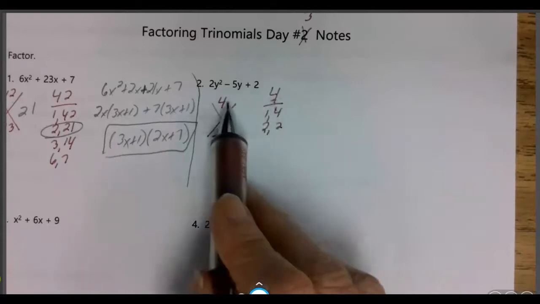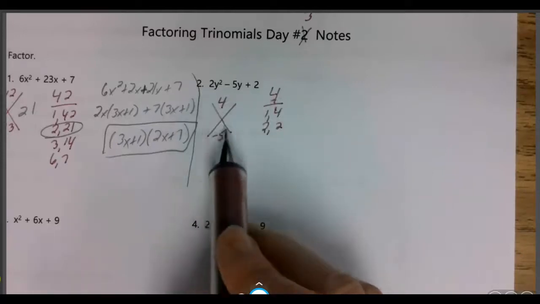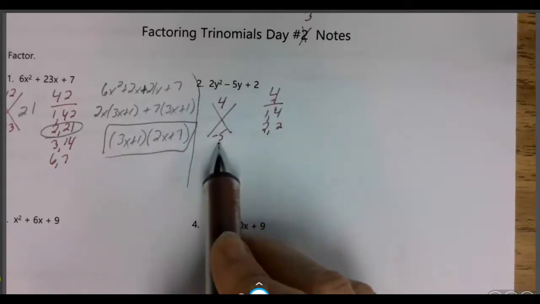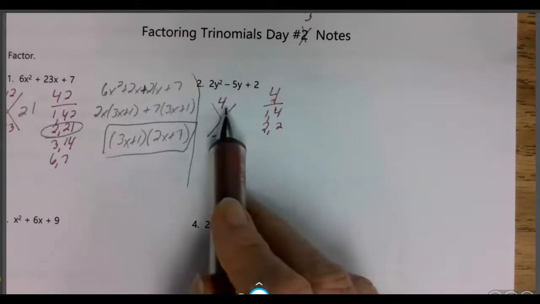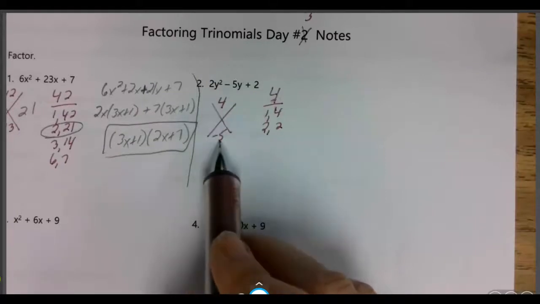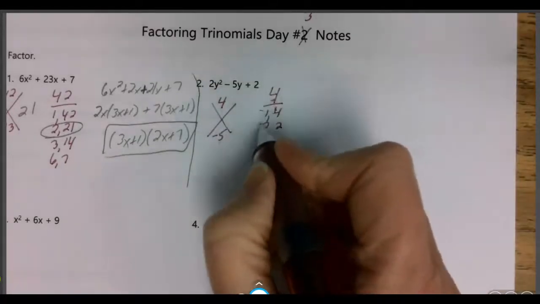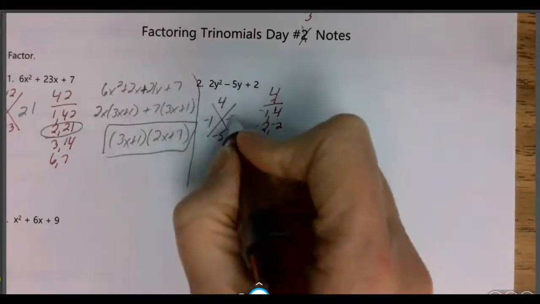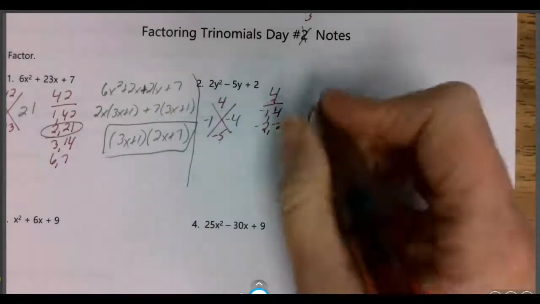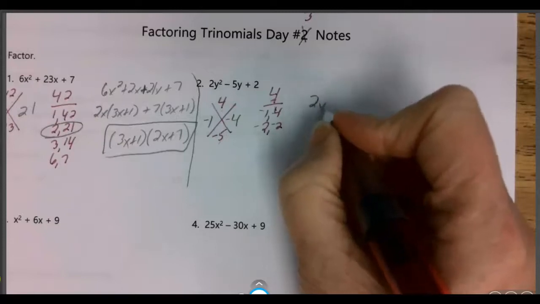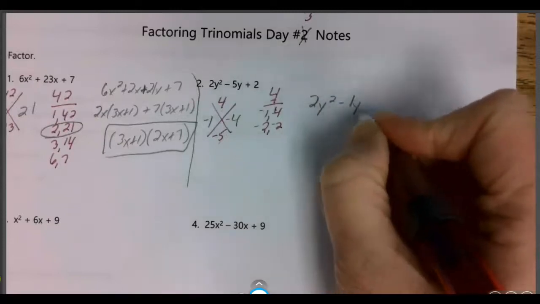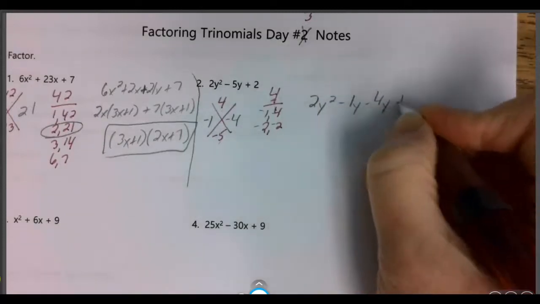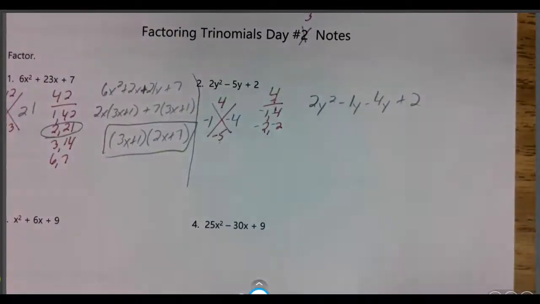Now, the top is positive, but the bottom is negative. So that means my signs are the same, because I have a positive here. They're all negatives. So now I have a -1 and a -4. So I have 2y squared minus 1y minus 4y plus 2. And we're going to factor by grouping.